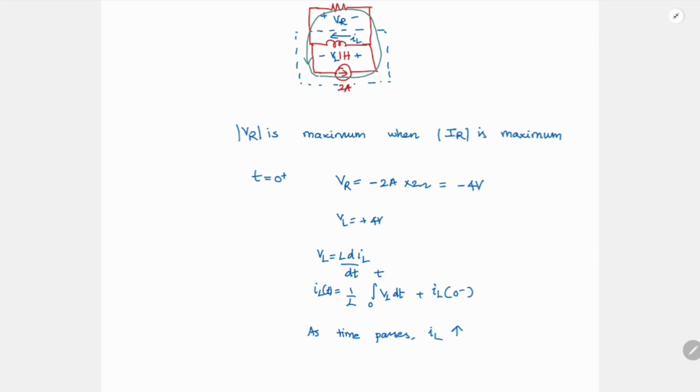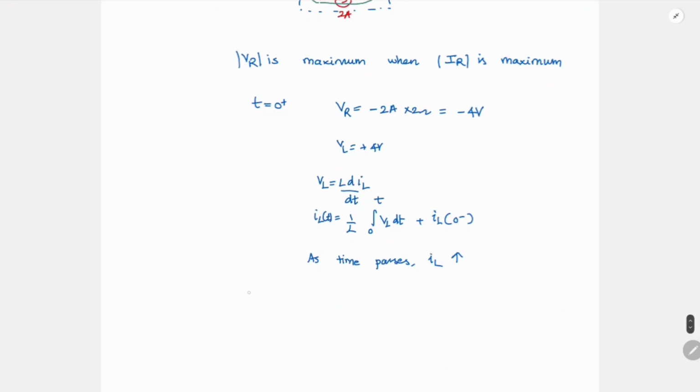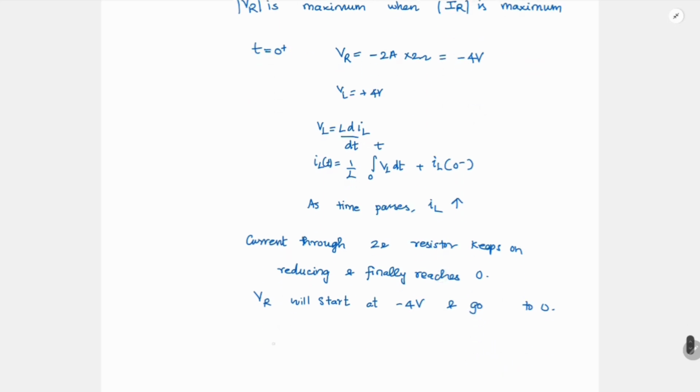And once it reaches 2 ampere, it will be short and no current will flow across this 2 ohm resistor. So the current flowing across this 2 ohm resistor will keep on reducing and finally reaches 0. So your voltage across the resistor VR will start at minus 4 volt and reduce to 0. Or if you consider the magnitude, I'm saying it is reducing to 0. Or if you don't consider magnitude, it is actually increasing to 0, right? So your modulus VR max is going to be 4 volt. So this is your answer.